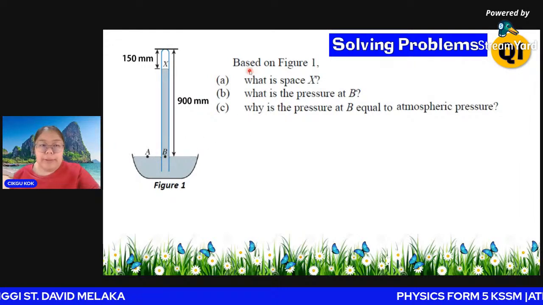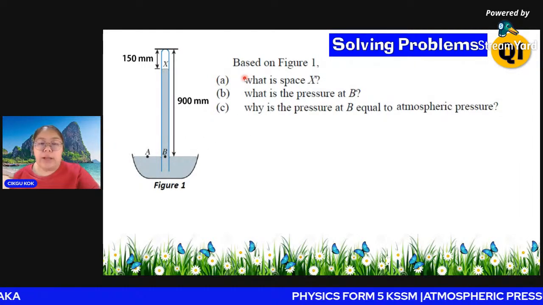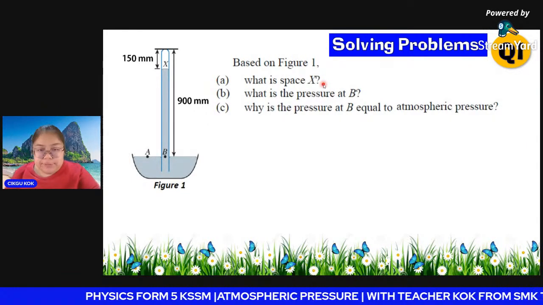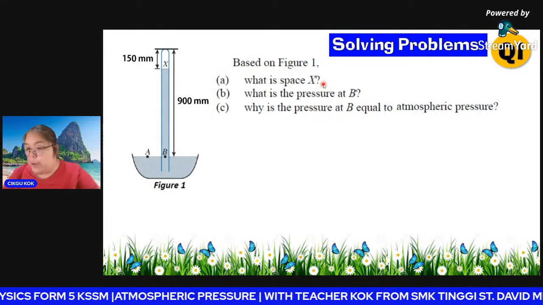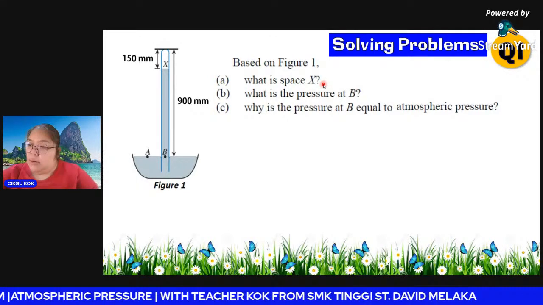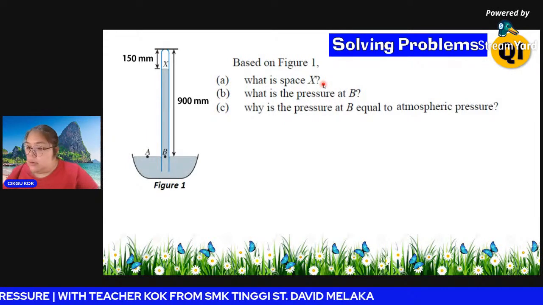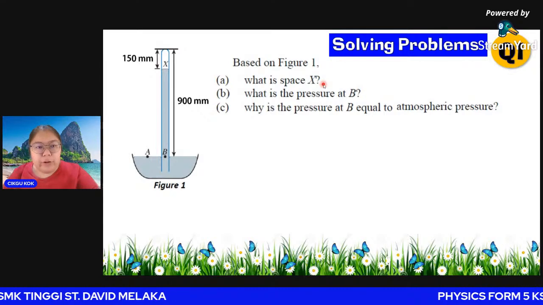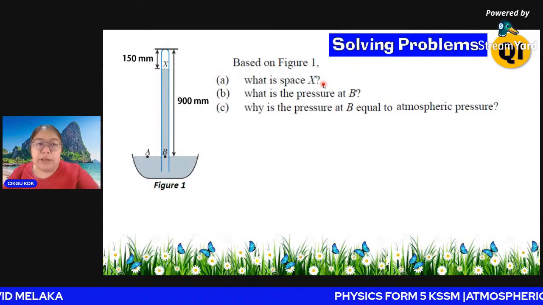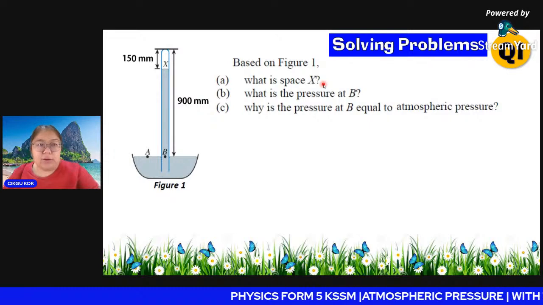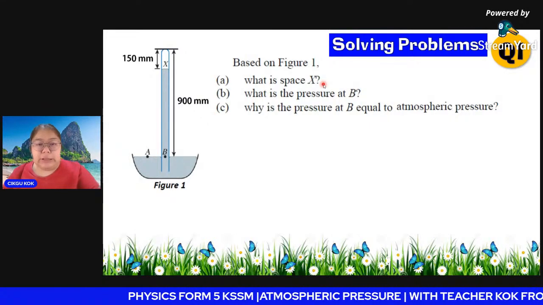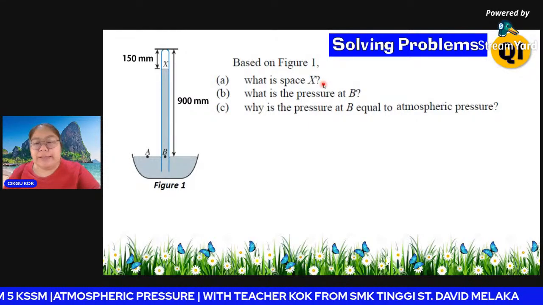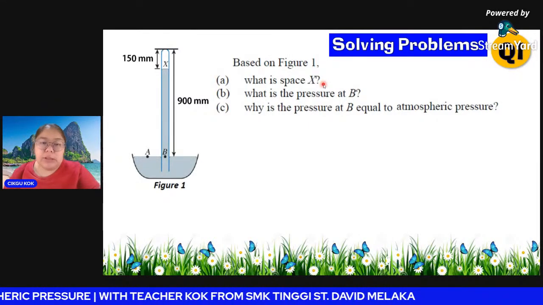Okay, so now, please answer me question A. What is space X? Okay, what is X? So you just type that. Okay, I wait for your answer. Okay, anybody can answer A? For the students, you can answer A, B, C straightforward, but you label the A, the B, and also C, because then we can go faster. We don't need to wait for the students. So you answered A already, maybe the second student can get ready for question B.